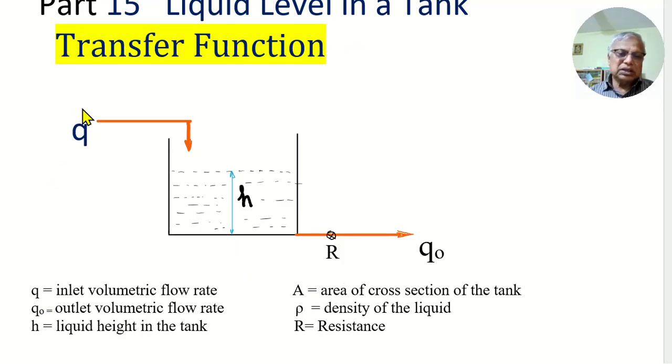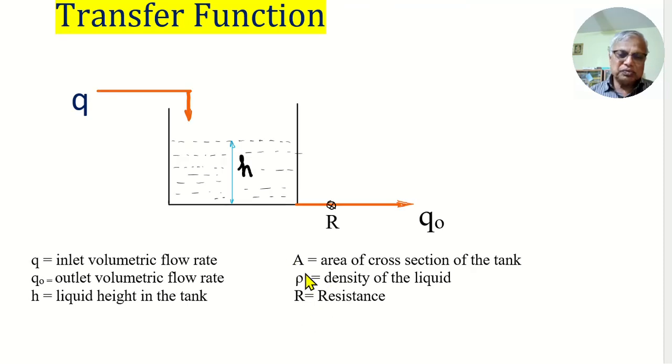So these are the variables. Q and Q naught are the volumetric flow rates of the liquid flowing through this tank. Q is at the inlet, Q naught is at the outlet. H is the height of the liquid at any time in the tank. R is the resistance at the outlet, and the tank has a uniform area of cross section. The tank's area of cross section is uniform and it is denoted by A.